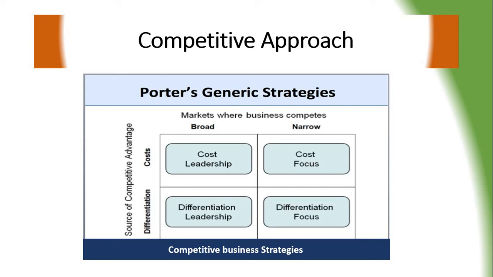In the model, we have two scopes, the broad scope and also the narrow scope. If an organization applies the broad scope, it means they are targeting all segments of the markets. But if an organization is applying the narrow scope of the strategy, it means they are just targeting selected segments of the market.